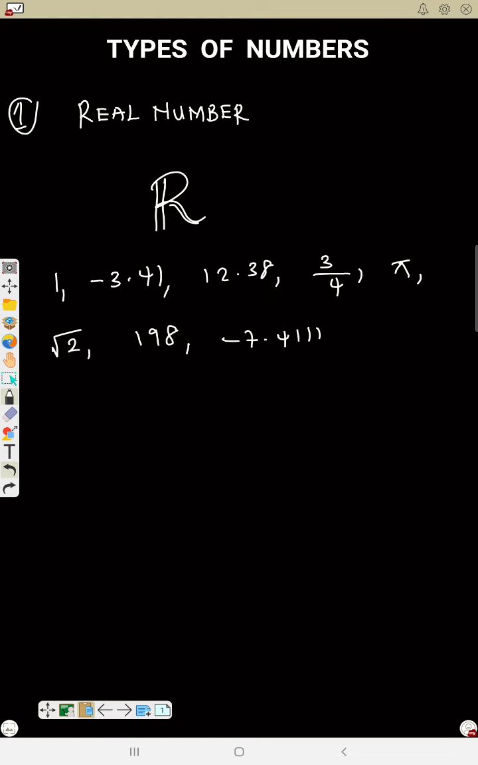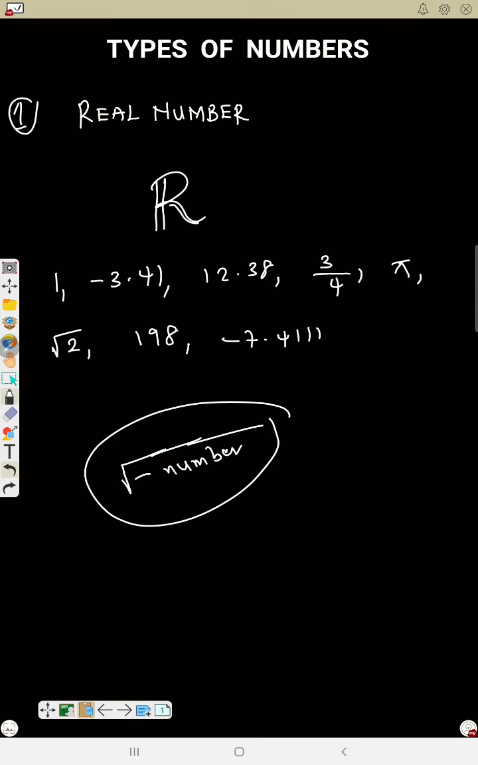Now, which number is not a real number? Any number you have in a square root and it is negative. So, the square root of a negative number is not a real number. This is an imaginary number, which we are going to discuss in another video. But for now, we are talking about real numbers.